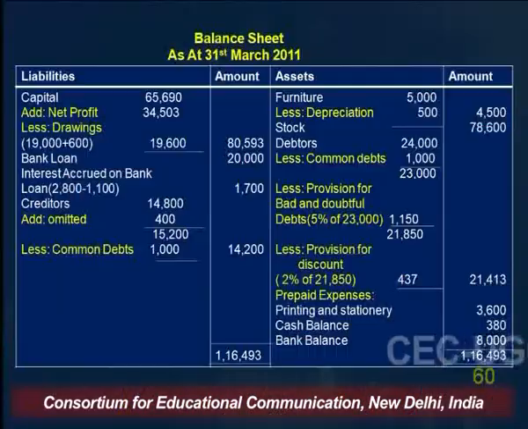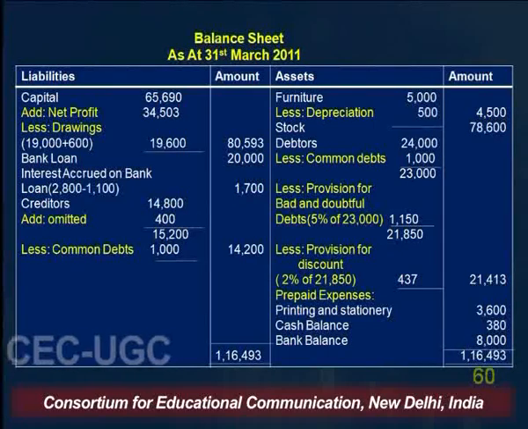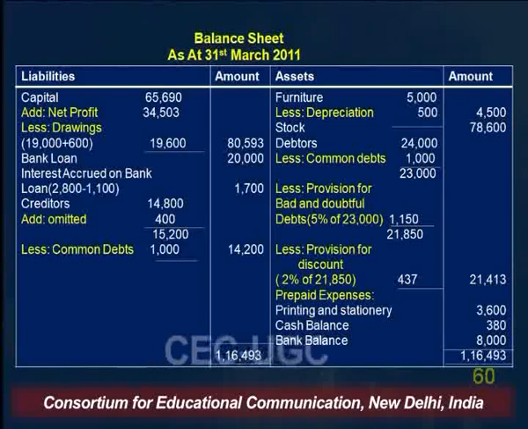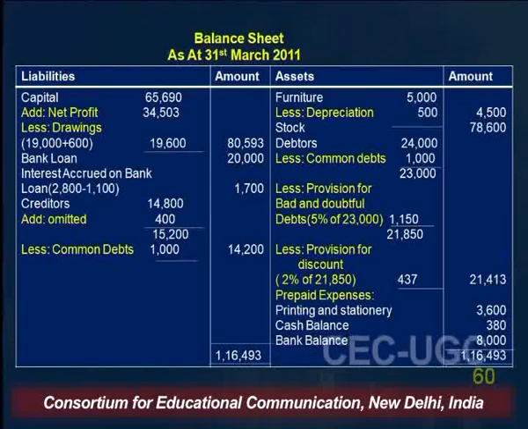So drawings given in the question were 19,000 plus 600 in goods withdrawn by owner for personal use. So this comes to 19,600. So the net amount of the capital comes to 80,593. Bank loan was given in the question. Loan is a liability. Because of that reason, it is shown on the liability side of the balance sheet. Interest accrued, that is interest due but not paid, which is still outstanding, is shown on the liability side.